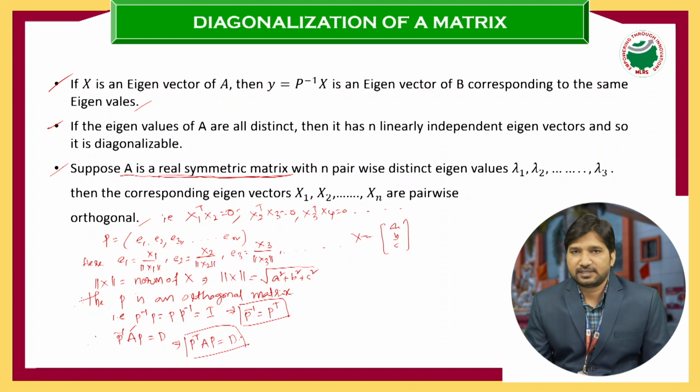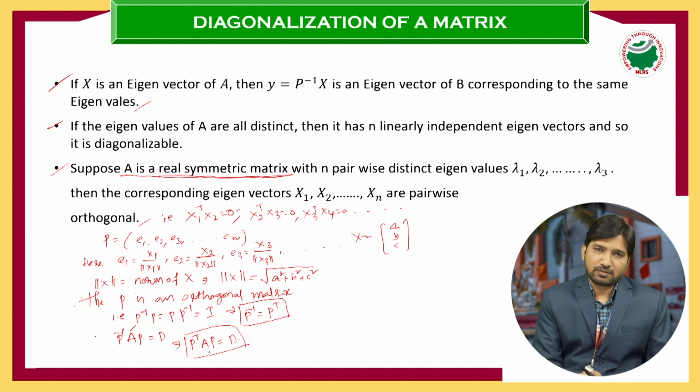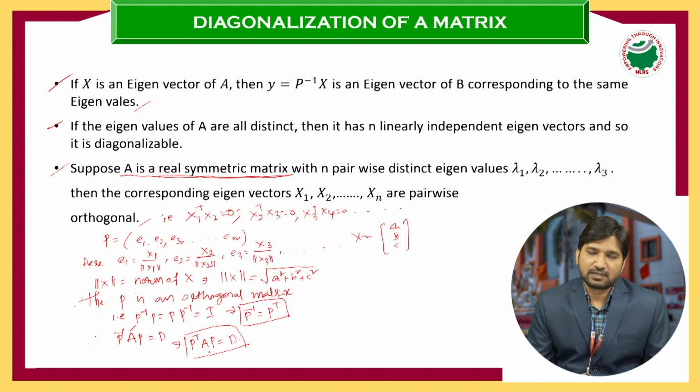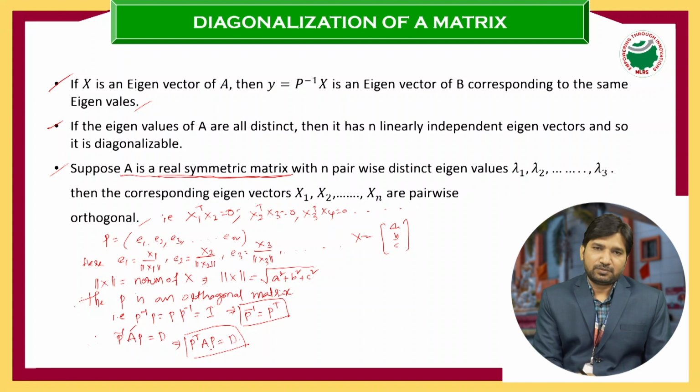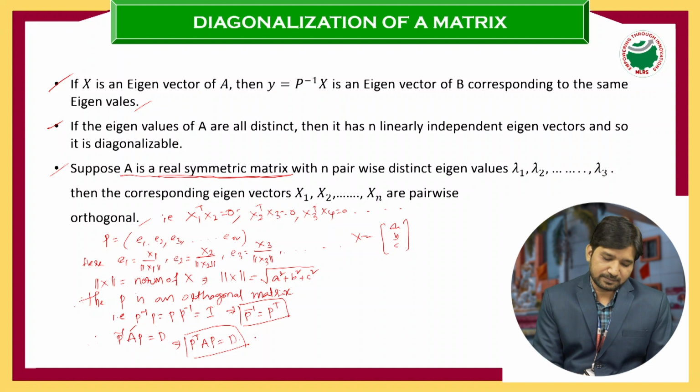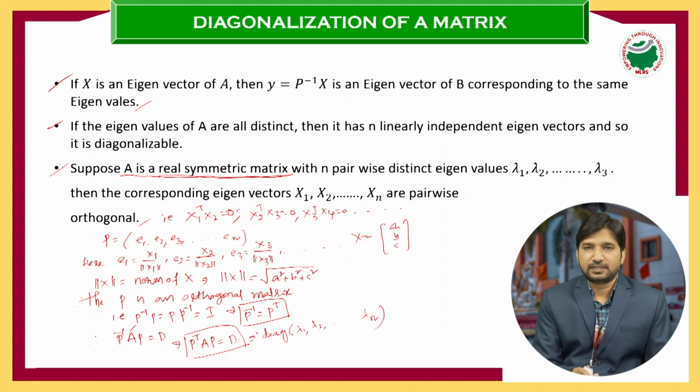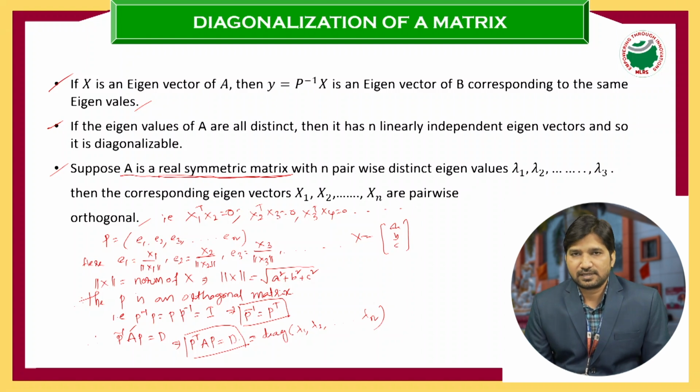This is also a diagonalization method. We have no need to find P inverse when A is a real symmetric matrix. You can find the eigenvalues and eigenvectors and write the modal matrix P equal to x1, x2, x3, and then directly take P transpose only. Multiplying, P transpose AP equals a diagonal matrix, that is, the diagonal of lambda 1, lambda 2, and so on, lambda n. That is the diagonal. So the diagonalization process is over.